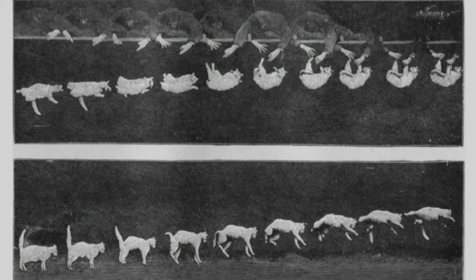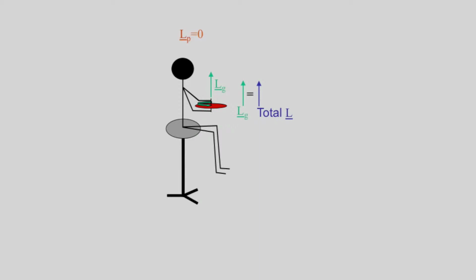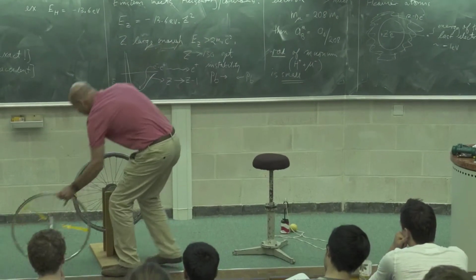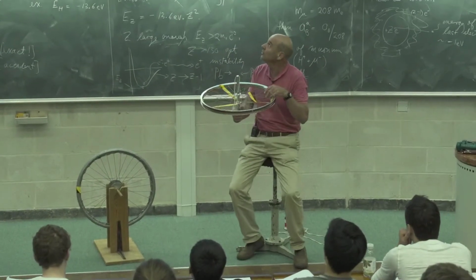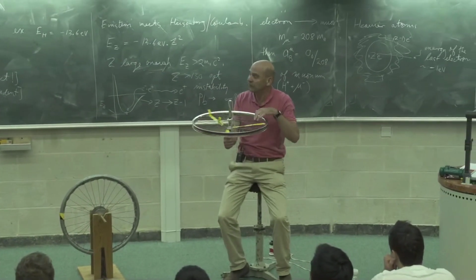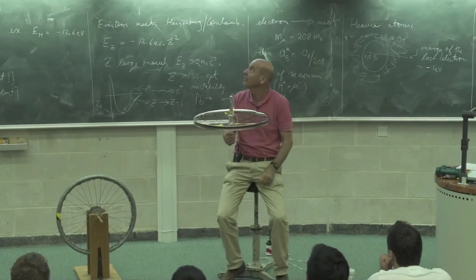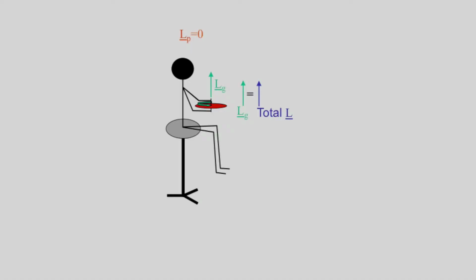So we can emulate that a bit by trying to analyze this situation. Here we have somebody sitting on a seat, and this person will sit on a seat as I am now, and we'll have a wheel. I'll take this wheel for the time being. And the wheel is spinning, and I guess it's spinning this way. And the total angular momentum is simply that of the spinning wheel.